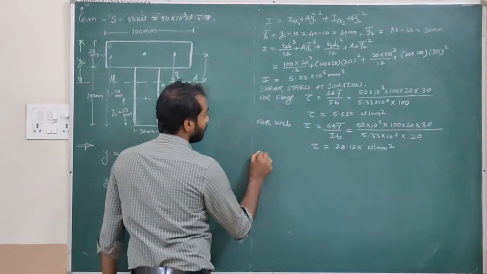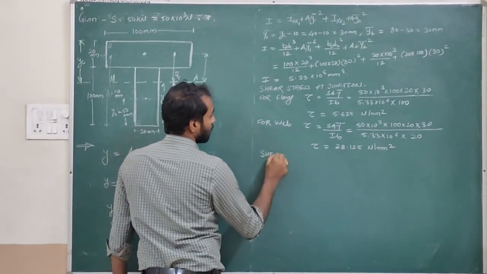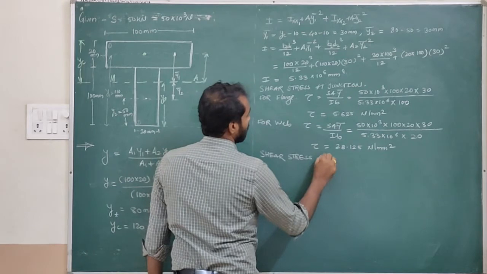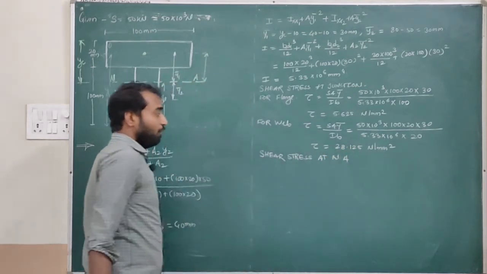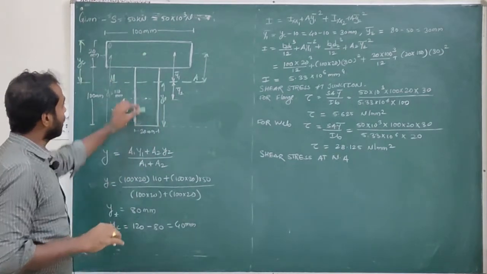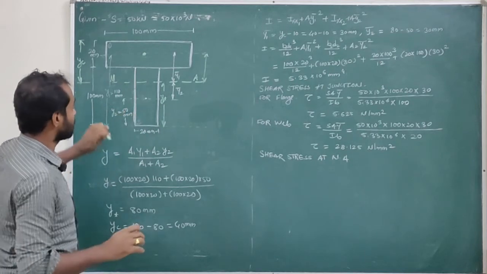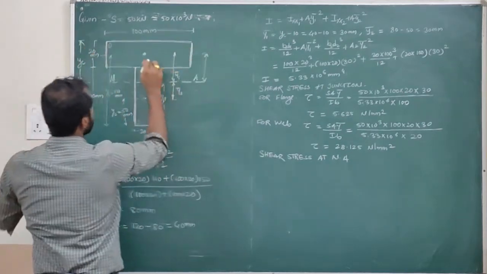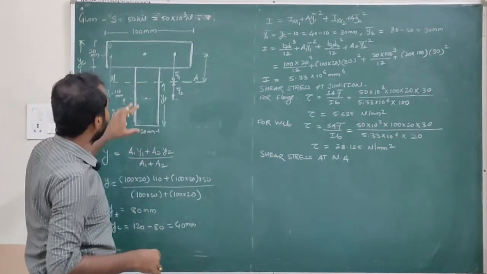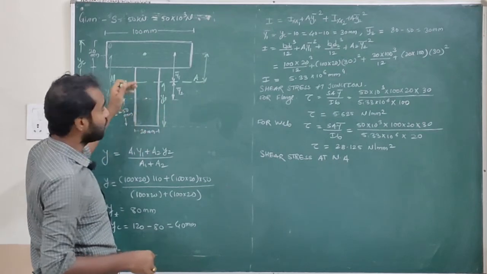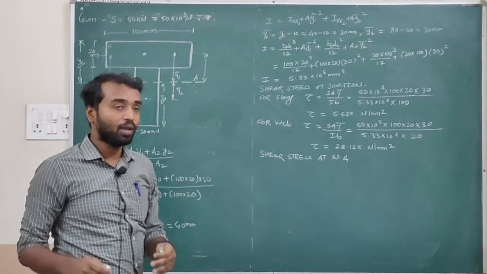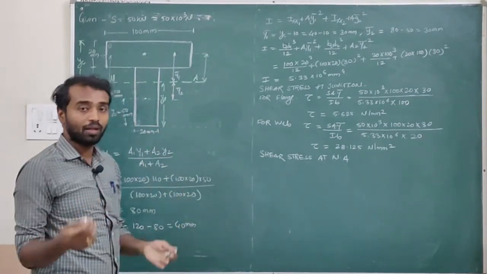So shear stress at neutral axis will be, so if you want to find out the shear stress at neutral axis, then you can consider the area above neutral axis, or you can consider the area below the neutral axis. If you are considering the area above the neutral axis, then you need to consider this as one element and this small rectangle as second element. Or if you want to simplify it, you can simply consider this portion 1 and you can find the shear stress value. If you are considering upper portion, you will get the same value, and if you are considering the lower portion, again you will get the same value.